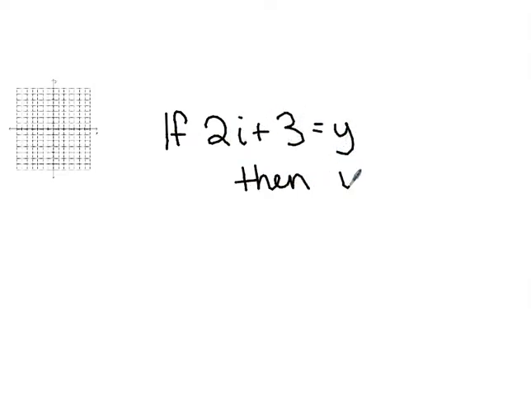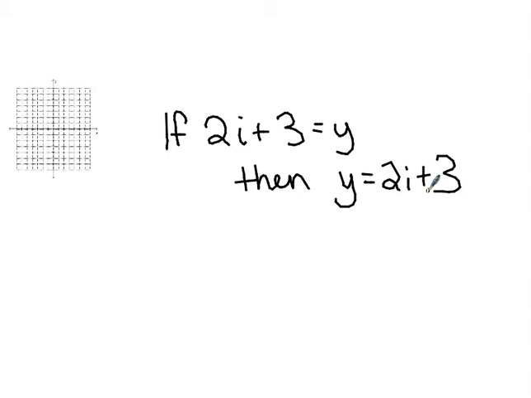The last few, the symmetric property: if 2i plus 3 equals y, then y equals 2i plus 3. In geometry last year, we probably said if a equals b, then b equals a. So you get the same thing, you just switched from the left side to the right side.